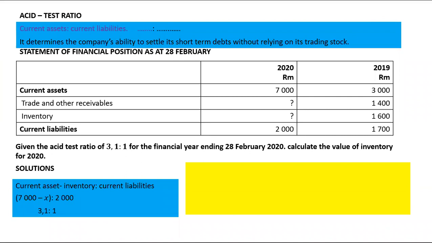And when they cross multiply, they take this multiplied by 1, and then they take 3.1, they multiply it by 2, which is pretty much the same thing.